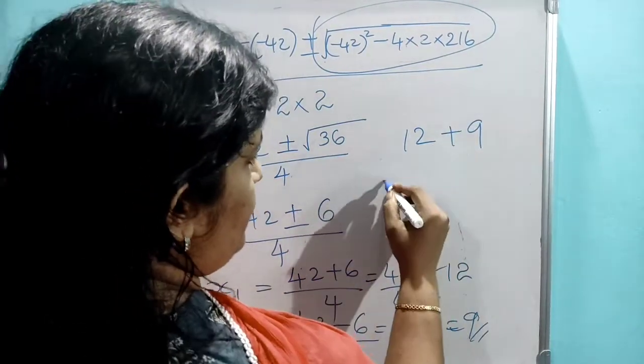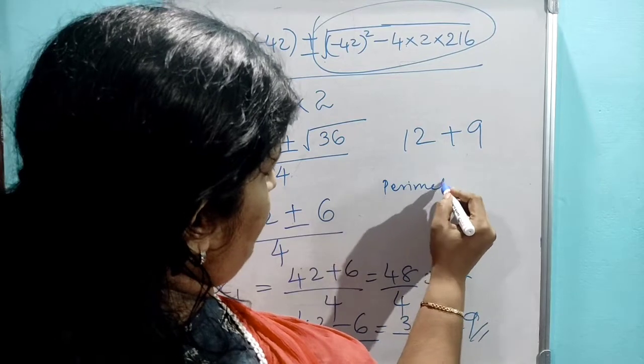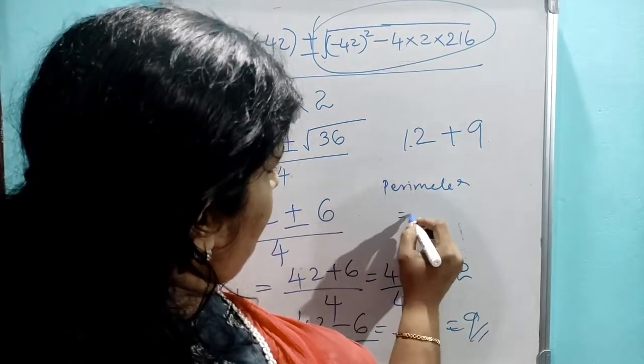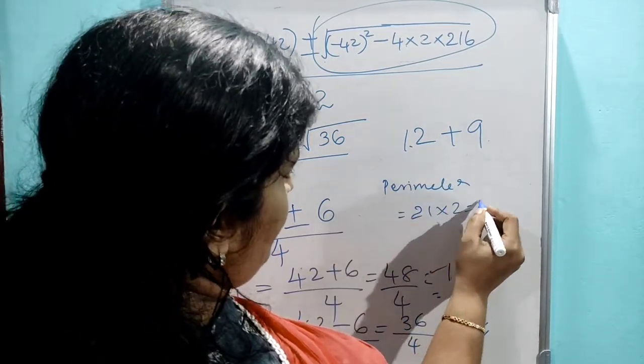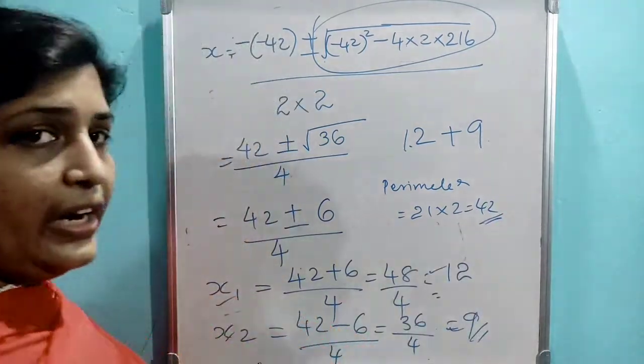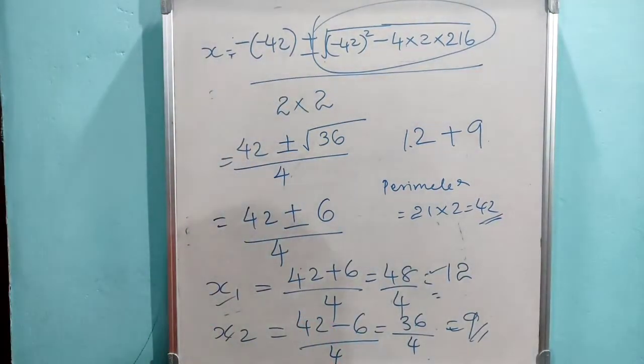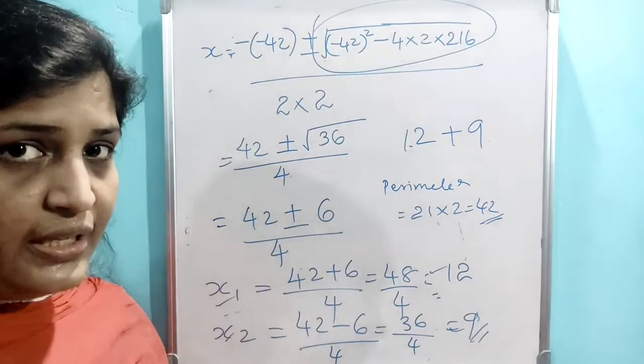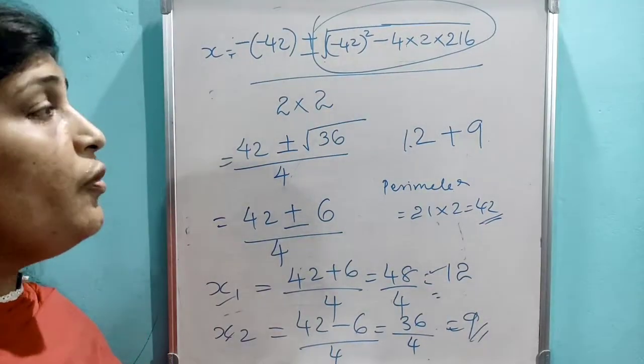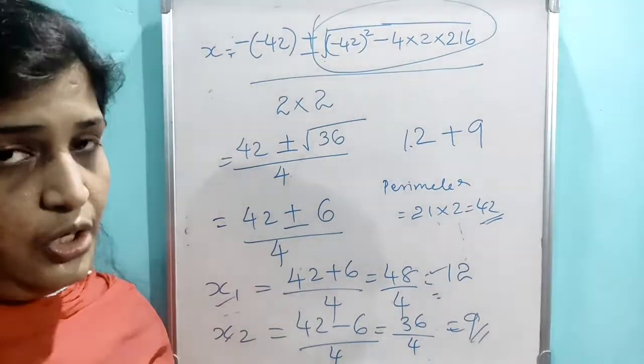Then what about its perimeter? The sum 12 plus 9 is equal to 21, and 21 into 2 is equal to 42. So our answer is correct. This method is actually very easy. You just substitute the values of A, B and C in the equation.